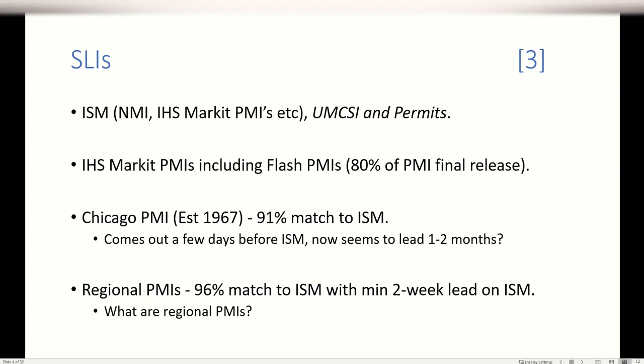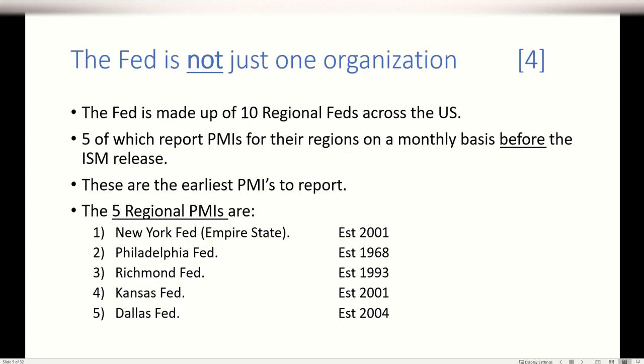Then there's something called regional PMIs for the United States. And using some very simple maths, it's not going to be very difficult, you can get around a 96% match to the ISM with a minimum of 2 week lead, potentially by a couple of months as well, as you'll see later on. And so that will be the first indicators that I'll show you that actually predict the ISM.